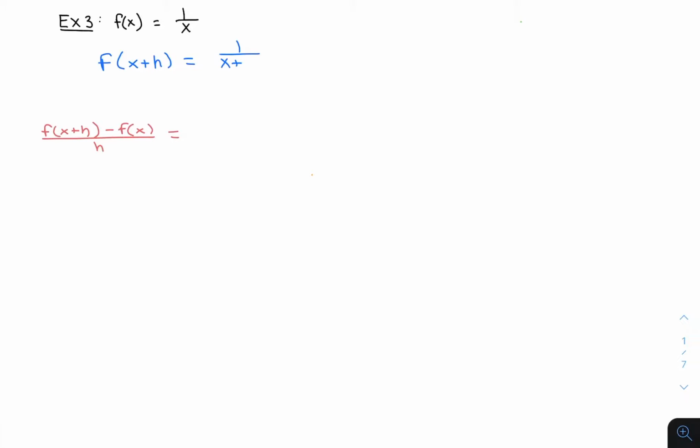So the only place that there is an x is in the denominator. So our f of x plus h is 1 over x plus h. Now let's plug it into the difference quotient formula. So we have 1 over x plus h minus 1 over x, all over h.